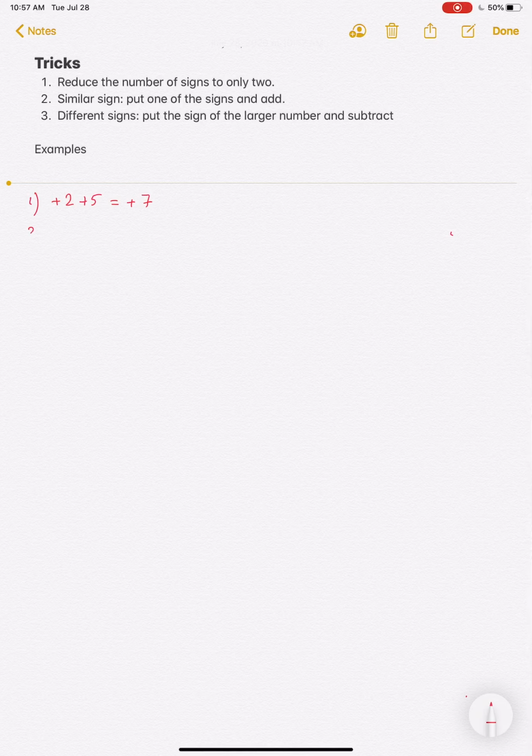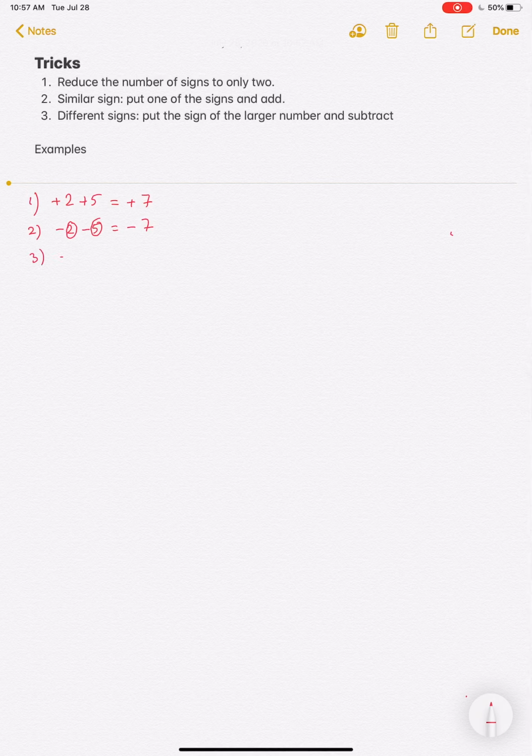Another example. What if we have negative 2 and negative 5? Signs are same, similar, negative and negative. So put one of the signs, which is negative, and add. Now forget we have negative 2 and negative 5. Deal only with 2 and with 5. The addition of 2 and 5 is what? 7.